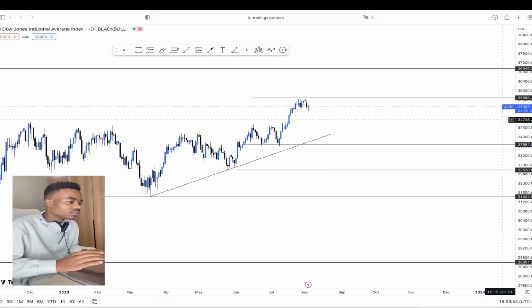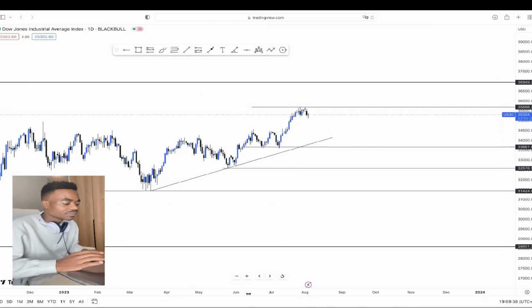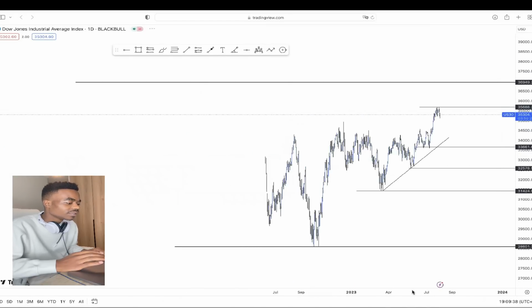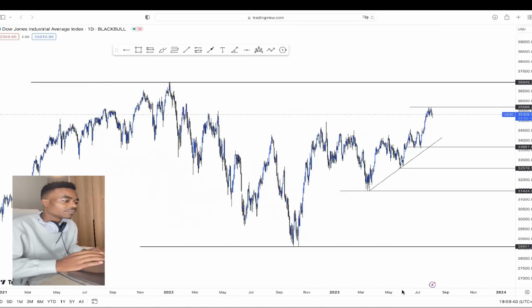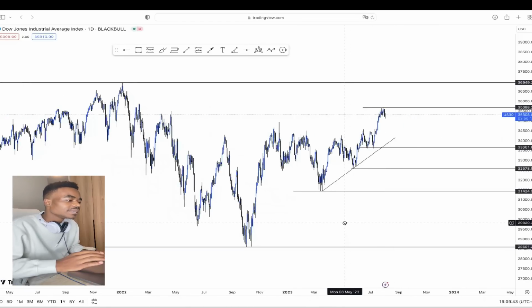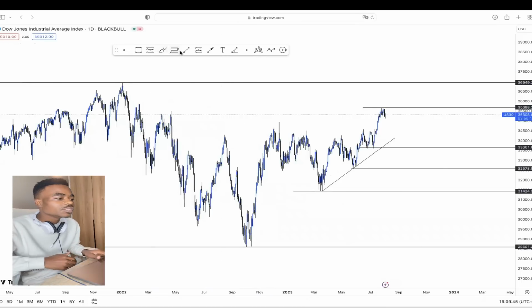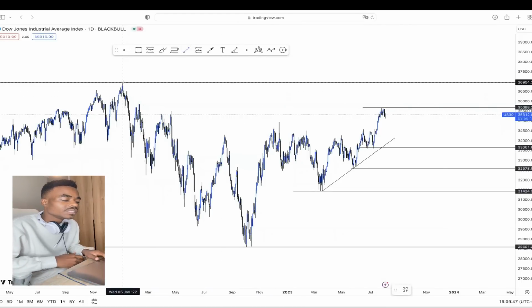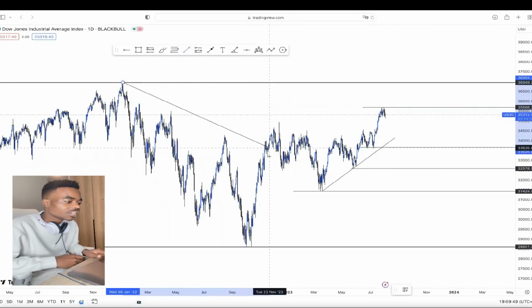Okay, so I'm going to unzoom the chart. Here's the chart from the daily time frame. From this daily time frame, what do you see? Let me take you back to where US30 started to collapse. If you can check, we had something like a trend line here.